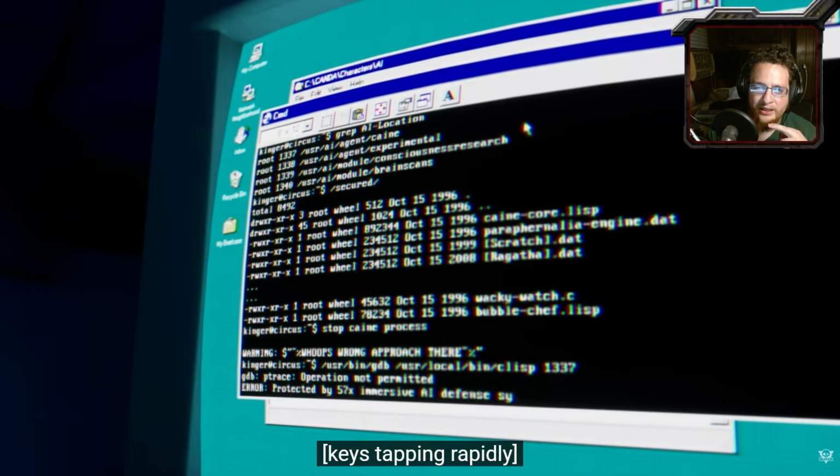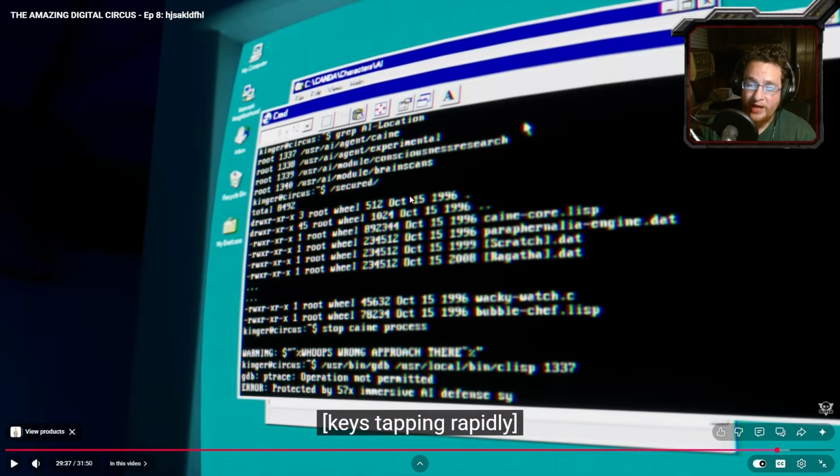Kinger Circus, so he runs a GREP AI location. Basically, he's trying to locate Kane, and he finds all of the root codes right there. User AI Agent Kane, Agent Experimental, Consciousness Research, and Brain Scans are the things that he finds for AI-related things. Which, by the way, this brain scans thing is very, very important.